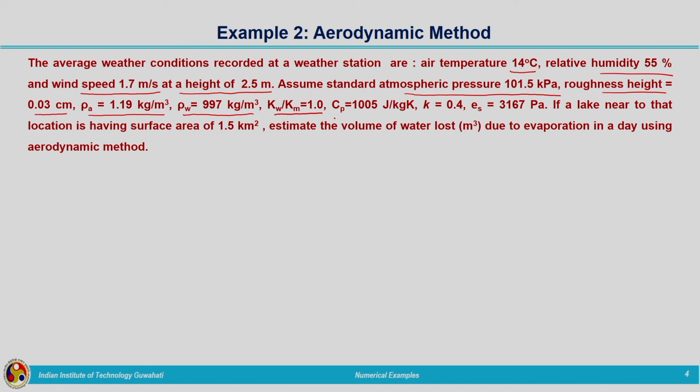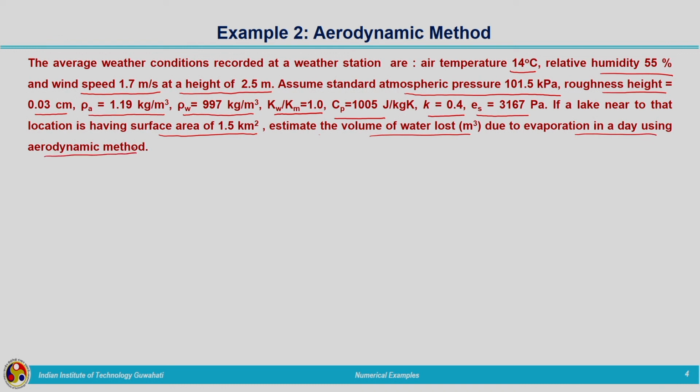In case a particular value is given to you in the question, you make use of that, otherwise you make this assumption. And Cp is 1005 joules per kilogram Kelvin, and the von Karman coefficient K is equal to 0.4, saturation vapor pressure ES is 3167 Pascal. If a lake near to that location is having surface area of 1.5 kilometers square, estimate the volume of water lost due to evaporation in a day using aerodynamic method.